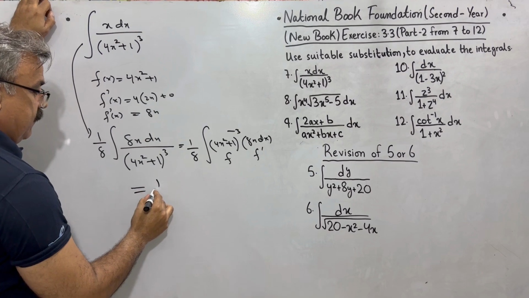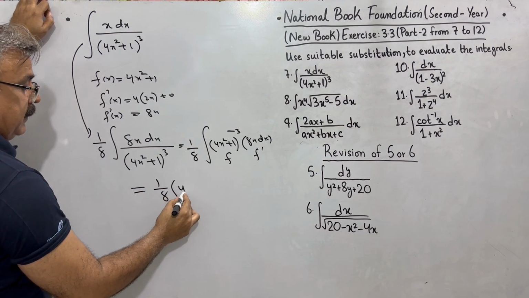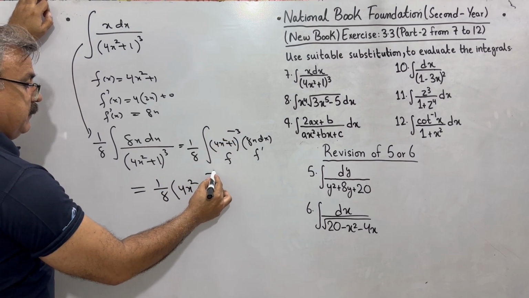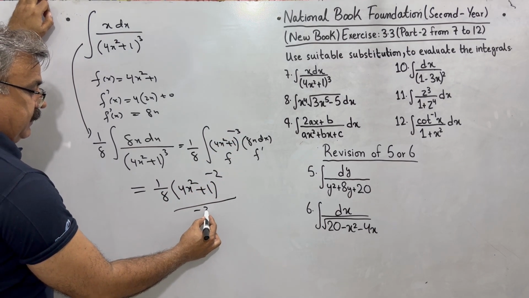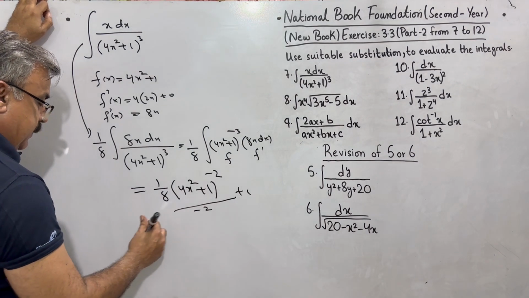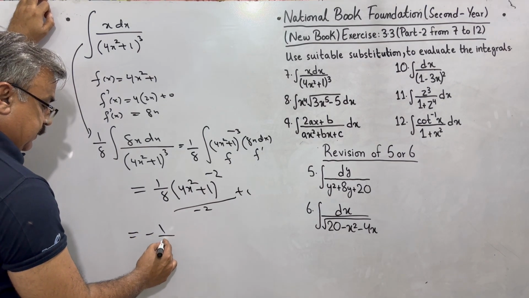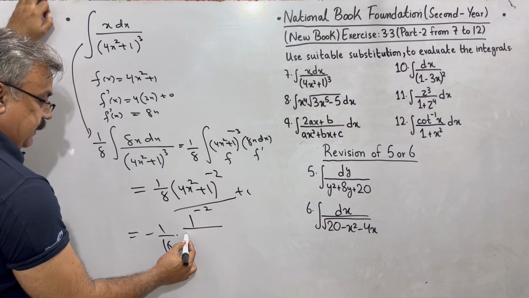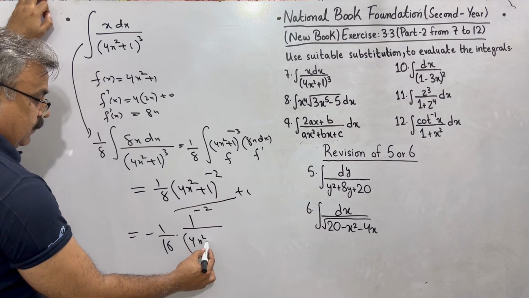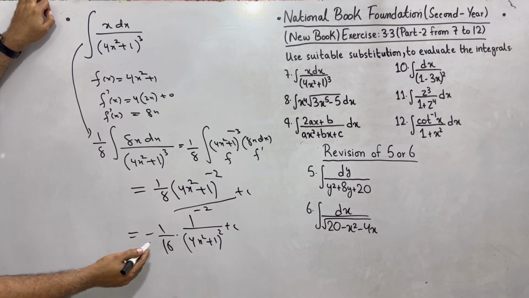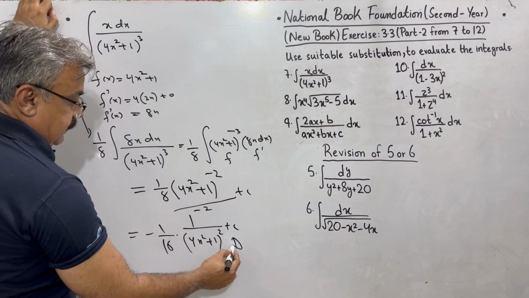Add 1 to the power of the function, it becomes 4x square plus 1 raised to minus 3 plus 1, that is negative 2, divided by the same, plus c. They are in a single denominator, overall 8 and 2, so it becomes minus 1 over 16. Turn this exponent to positive: we can write 1 over (4x square plus 1) overall square, plus c. This is our answer.